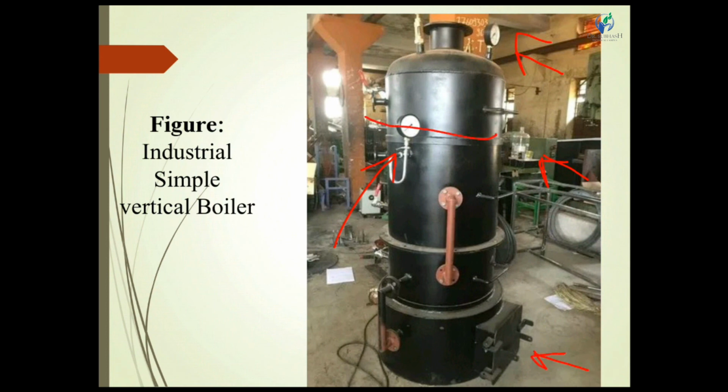This is our drum, a cylindrical drum where the steam is collected. This part is the boiler shell. There is the water filler. This part is the ignition chamber, where we have to ignite the coal. This valve is the safety valve to give safety against higher pressure. The last portion is the chimney, where the flue gas comes out from the boiler.